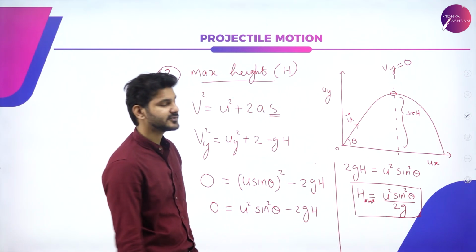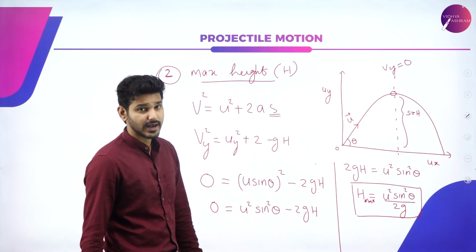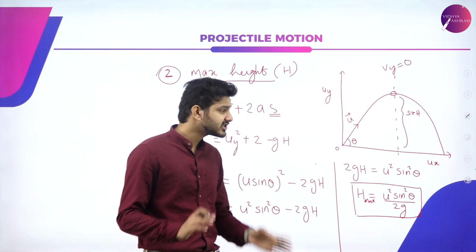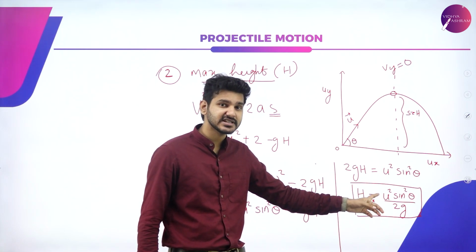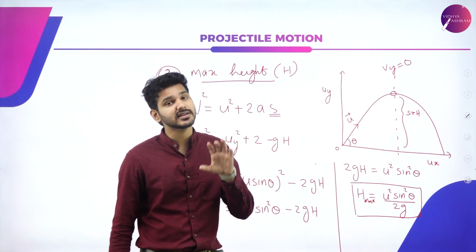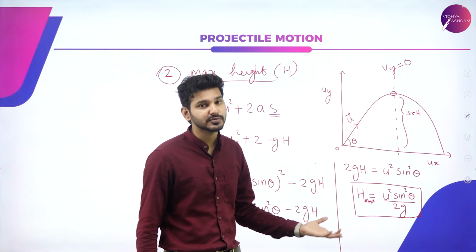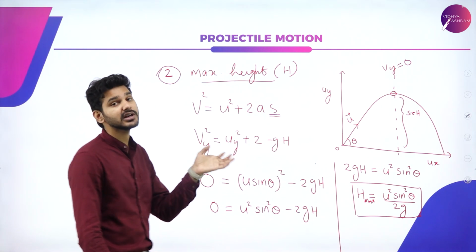Maximum height of this particular curve. Now, in order to be really precise, we have to know the angle and we have to know the initial velocity, and the acceleration due to gravity in that particular place. Then only can we obtain the maximum height of that particular curve.